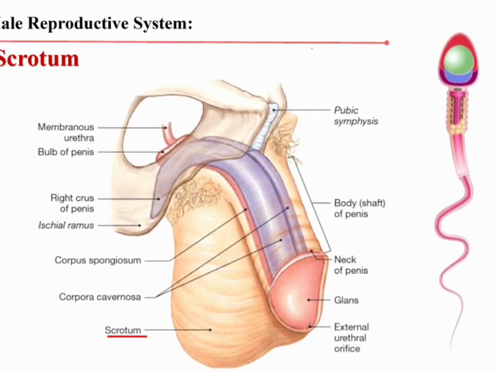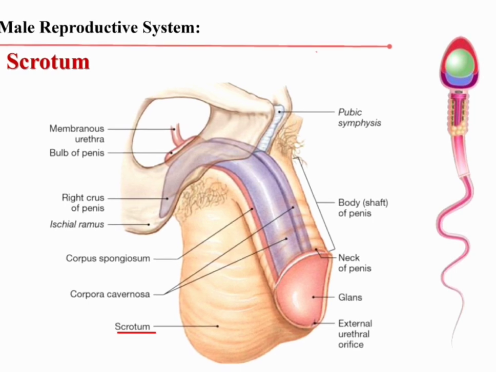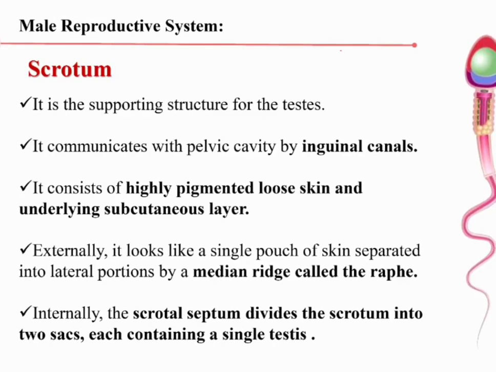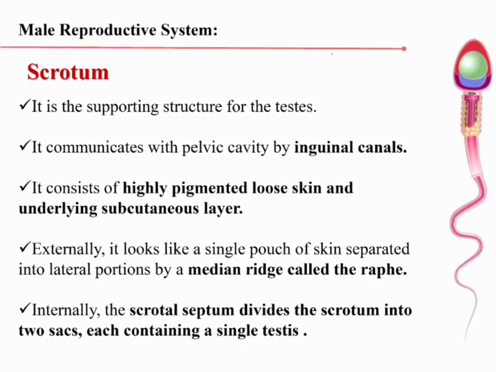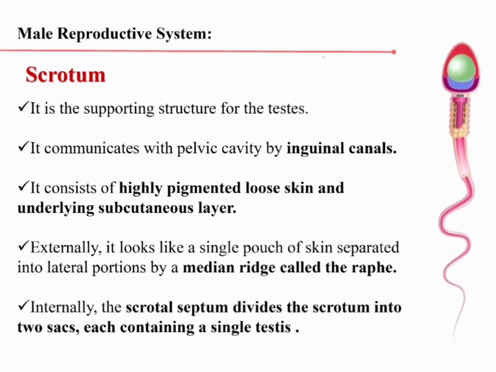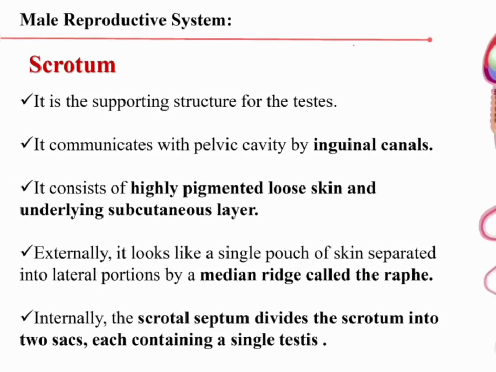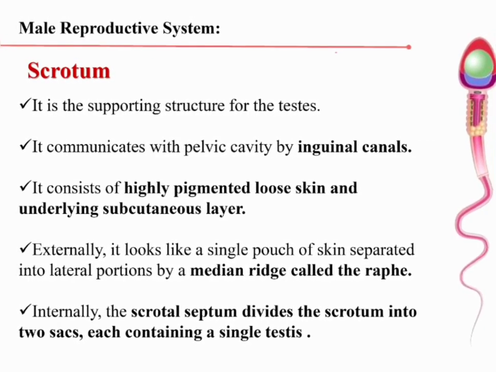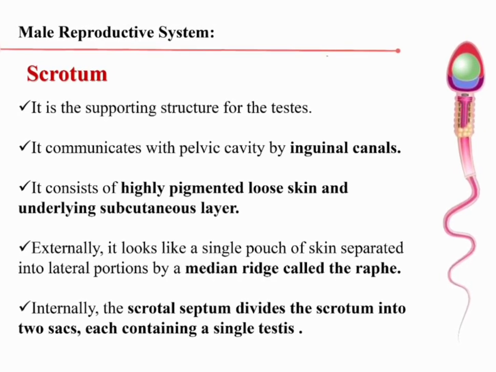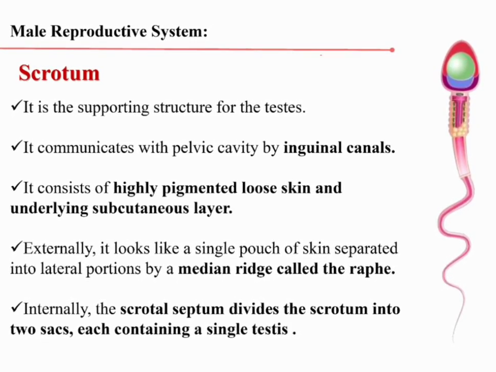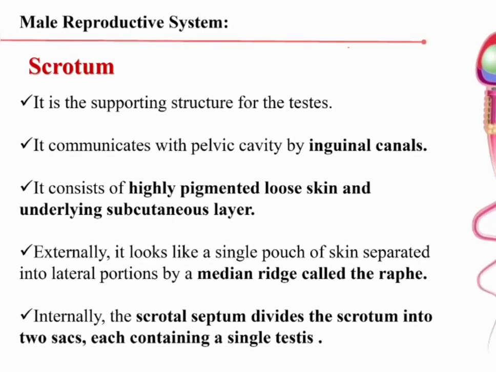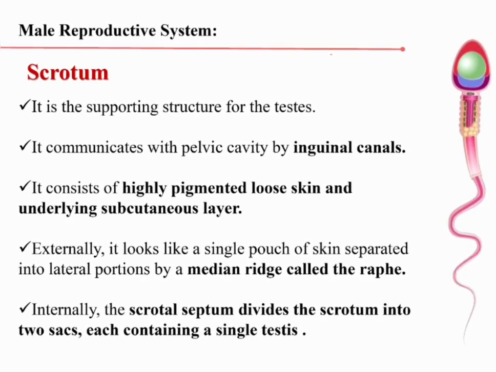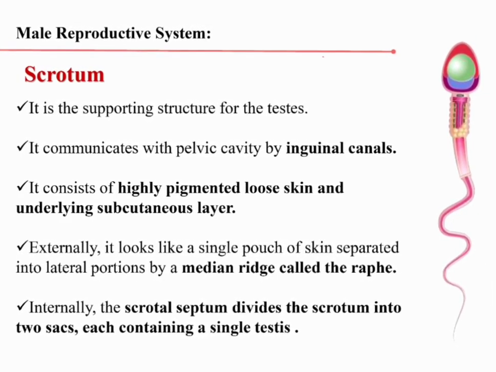You can see the structure of scrotum in this diagram. It is situated between two legs. It is the supporting structure for the testes. It communicates with pelvic cavity by inguinal canals. It consists of highly pigmented loose skin and underlying subcutaneous layer. Externally, it looks like a single pouch of skin separated into lateral portions by a median ridge called the raphe. Internally, the scrotal septum divides the scrotum into two sacs, each containing a single testis.